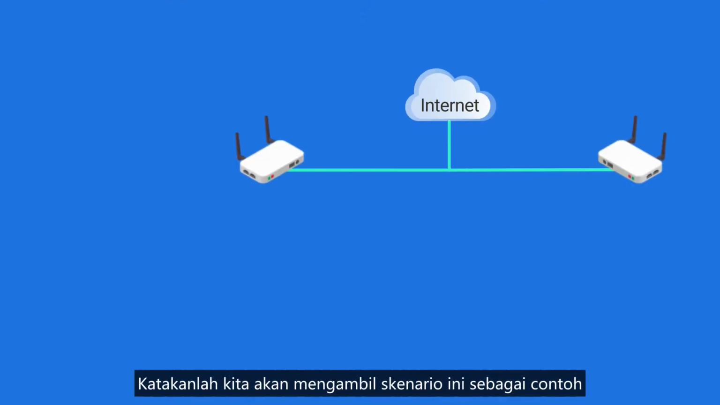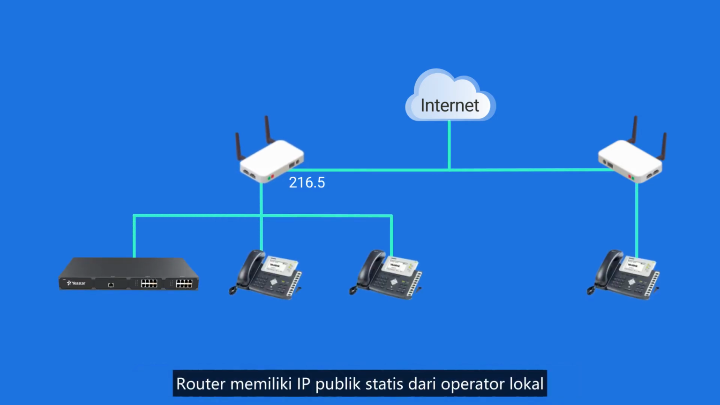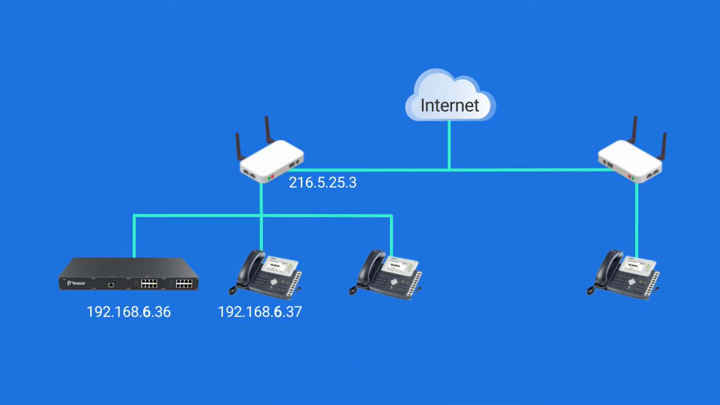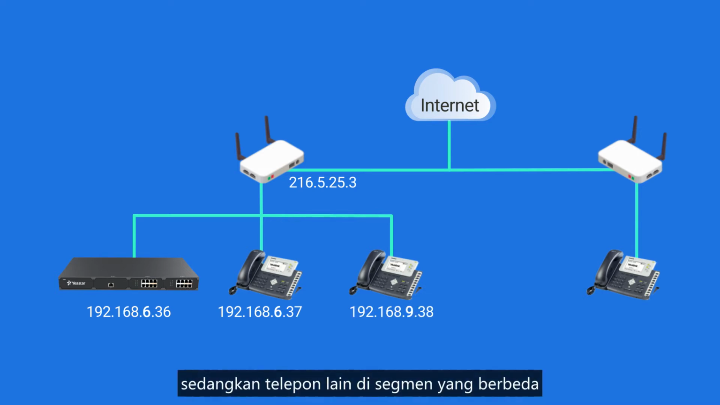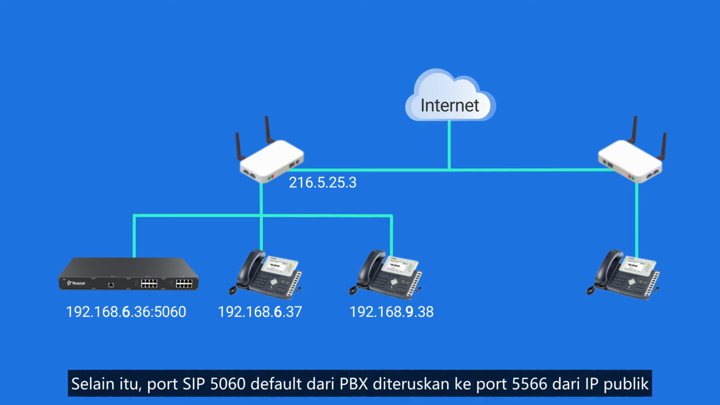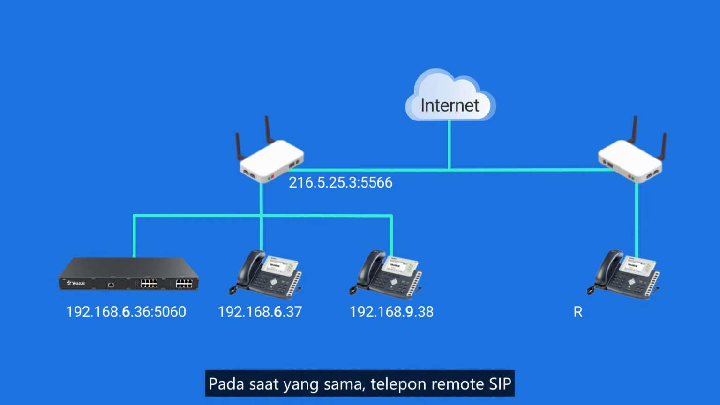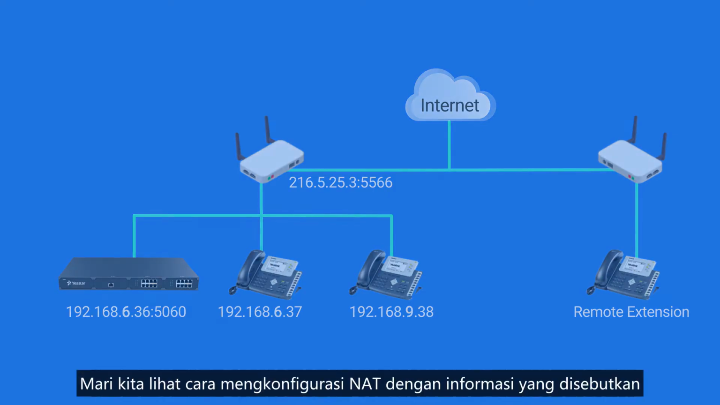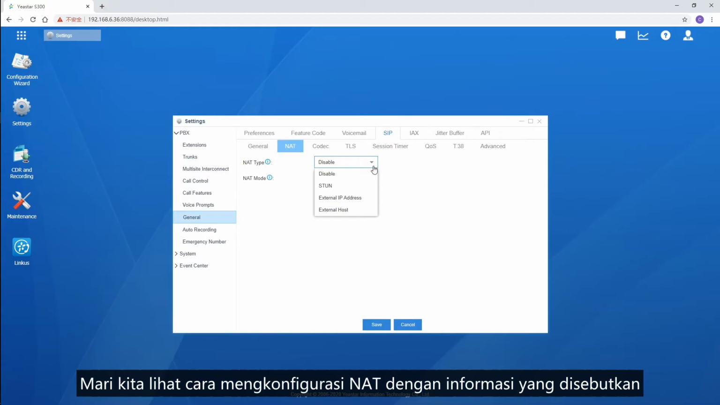Say we're going to take this scenario as an example. The router has a static public IP applied from the local carrier. All devices are connected to the same router. The PBX and a SIP phone are deployed in the same network segment, while the other phone is in a different segment. Besides, the default SIP 5060 port of the PBX is forwarded to port 5566 of the public IP. At the same time, a remote SIP phone in another private network is registered to the PBX via the Internet. Let's see how to configure NAT with the mentioned information.